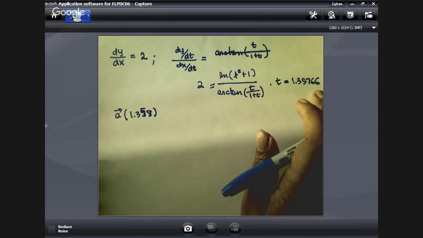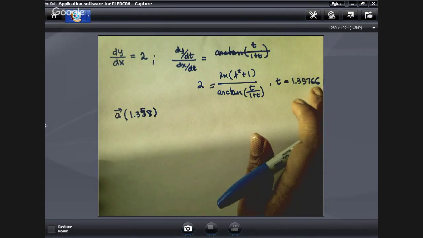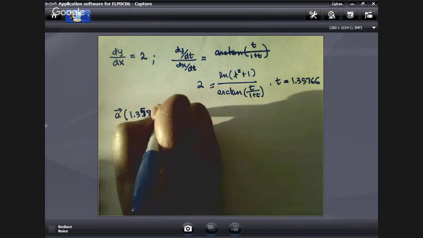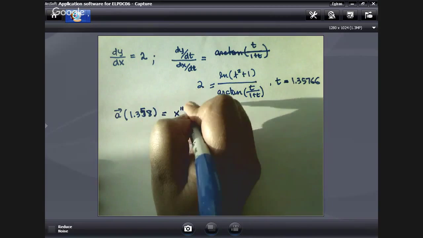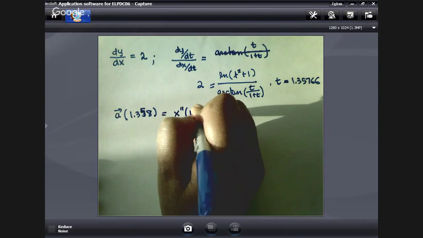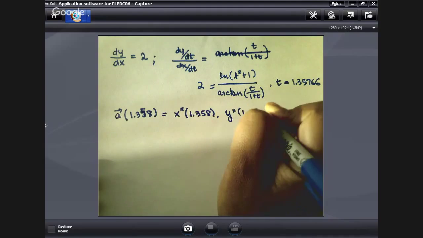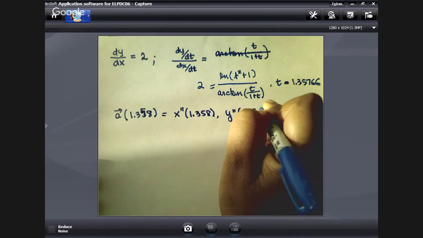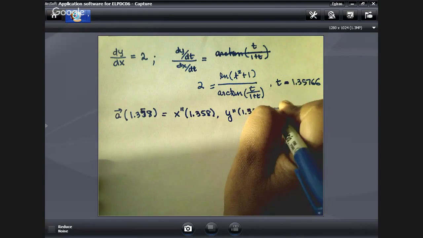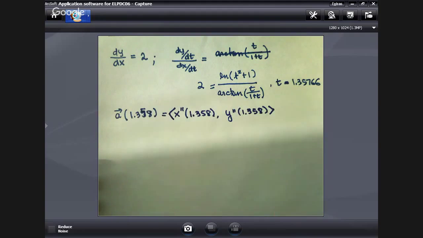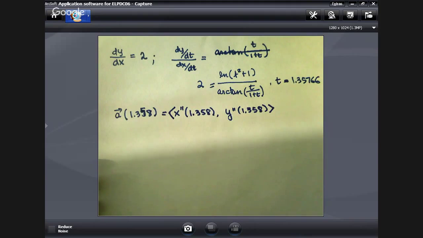So you should learn, if you haven't already, how to store numbers in your calculator. That way you could take the stored number with all of the calculator's decimal places and put it into x double prime and y double prime. Okay, so that's how I'm going to find my acceleration vector.